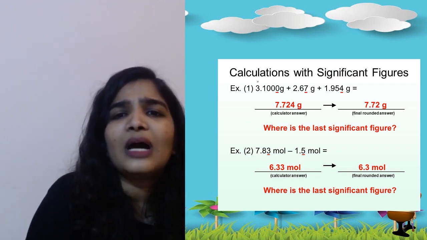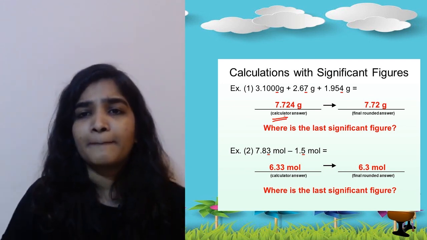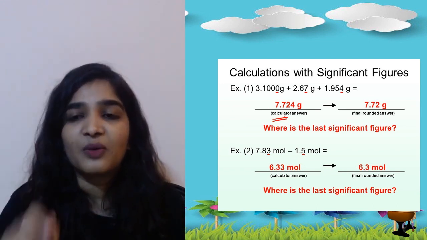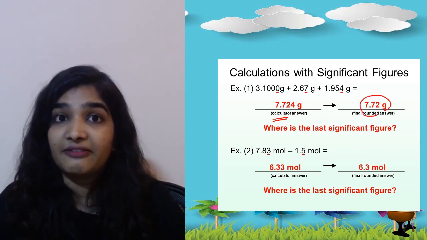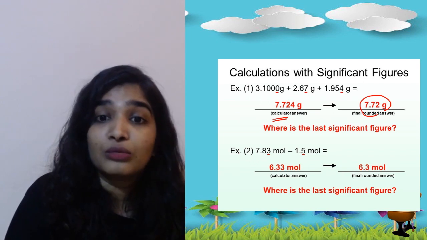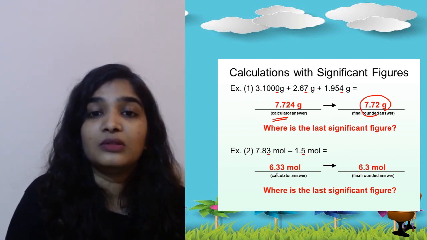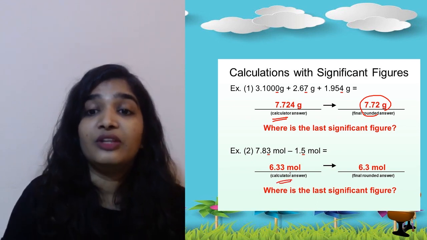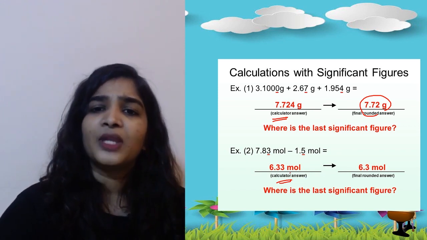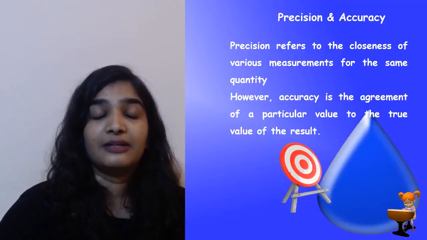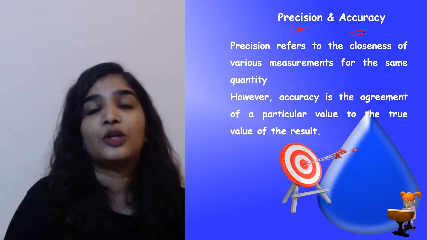So when you add this, your calculator will give you 7.724. But we'll just round it off, 7.72. Where is the last significant figure? Now, 7.83 mole minus 1.5 mole. The calculator gave you 6.33, but you are writing 6.3 mole. You have just rounded off. But where is the last significant figure? So this depends on the precision and accuracy.